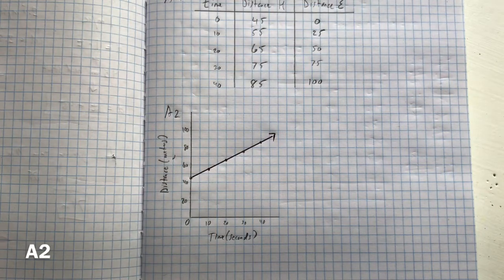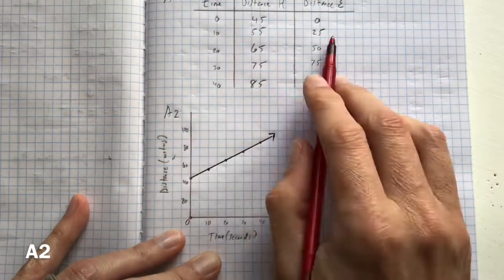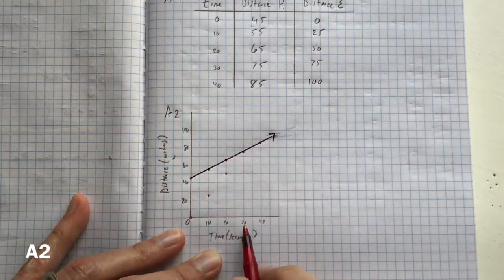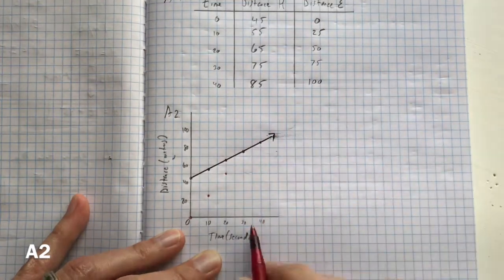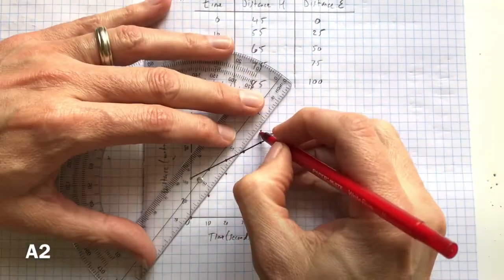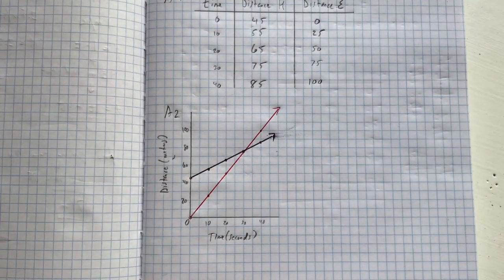Next for Emile. So his is going to be 0, 0 to start. I've got 10, 25. 20 and 50. 30 and 75, 40 and 100. And if I take my ruler and draw it in there, you can see that goes all the way through. So we have these two graphs to get an idea about where they cross.